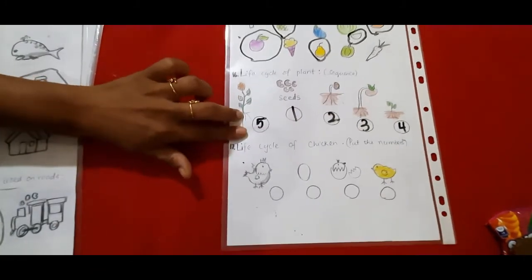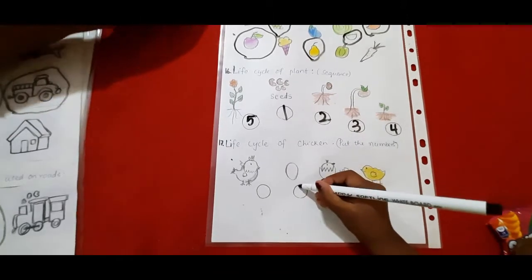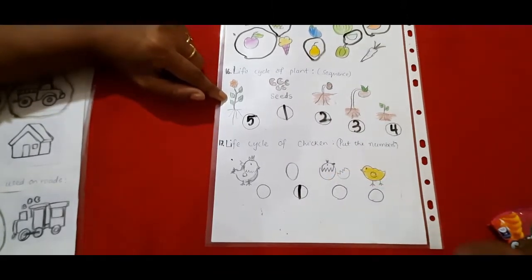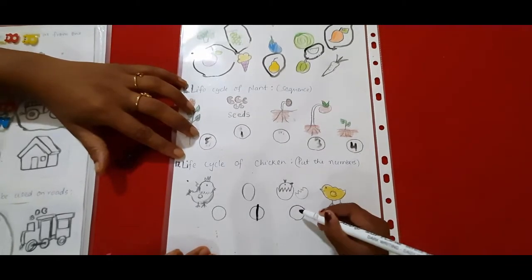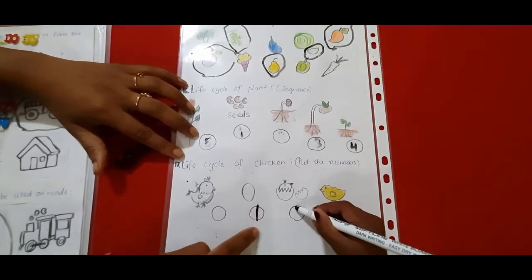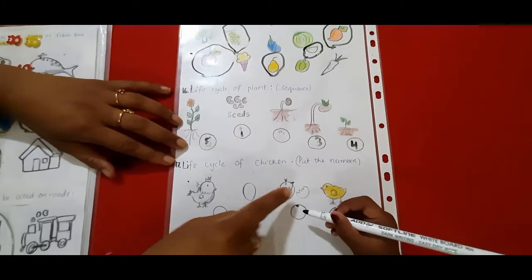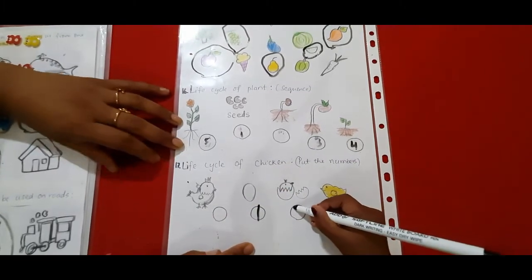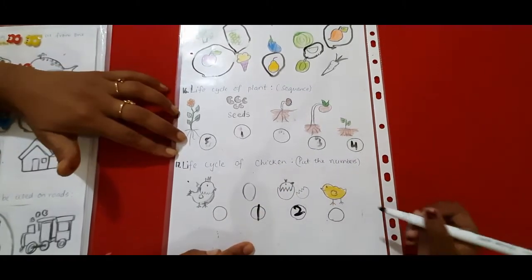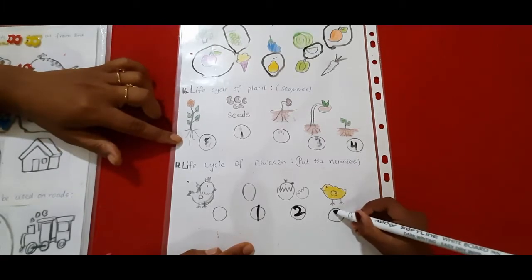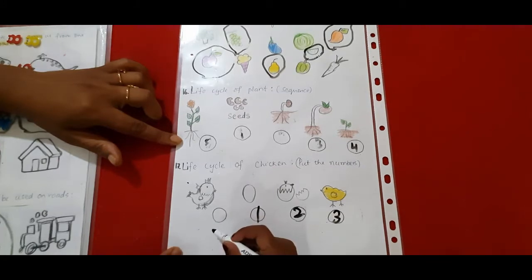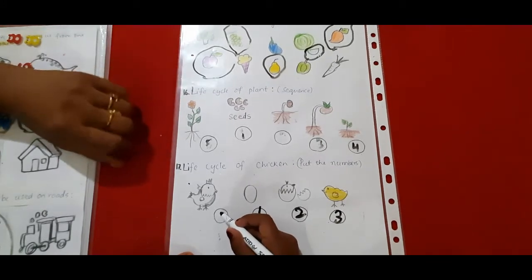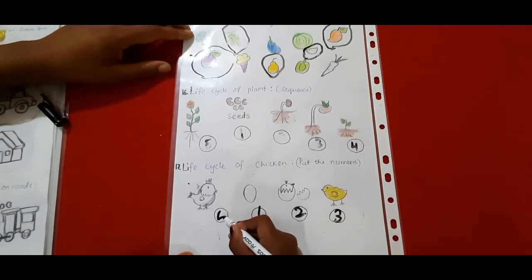Good job. Now this one, life cycle of a chicken. Egg. Yeah, so this is the life cycle of the chicken. Then what happens to the egg? Hatch. Very good. The egg hatches. We can ask the child to tell. And a baby chick. Very good. The baby of the chicken is chick. And it grew up to the big chicken. So it grows up to a big chicken.